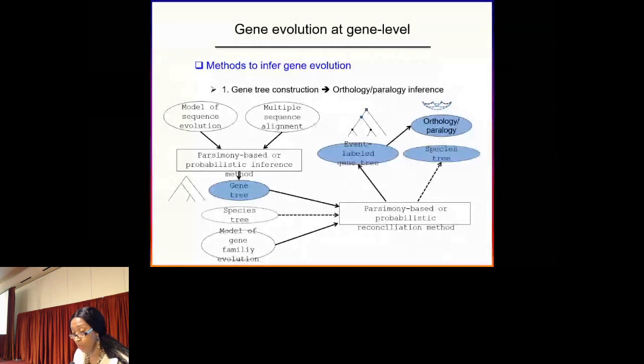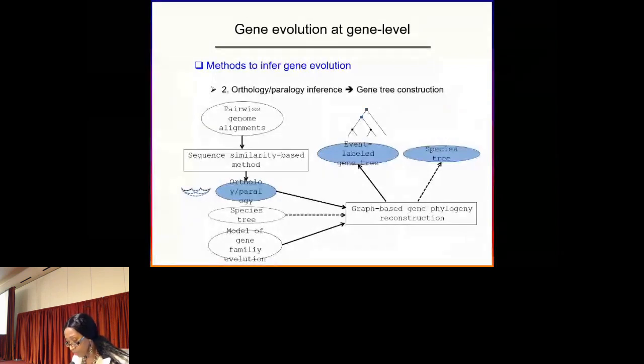And so for the second class of methods that I use to infer gene evolution, we will have orthology and paralogy inference first, and then based on the relations of orthology and paralogy that will be inferred, we will reconstruct a gene tree that corresponds to these relations. So the input of this method are pairwise genome alignments, and then from these, based on sequence similarity, we compute the orthologs and paralogs relations, and then we give the model of gene family evolution with this relation to a graph-based gene phylogeny reconstruction method that will reconstruct the event-level gene tree and eventually a species tree. Again, the species tree can be an input of the method.